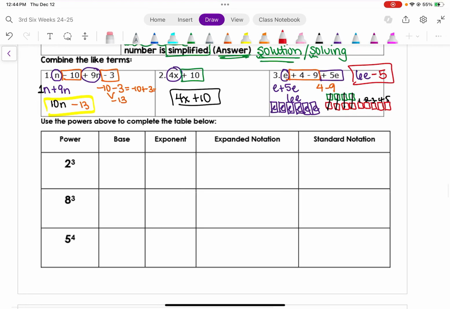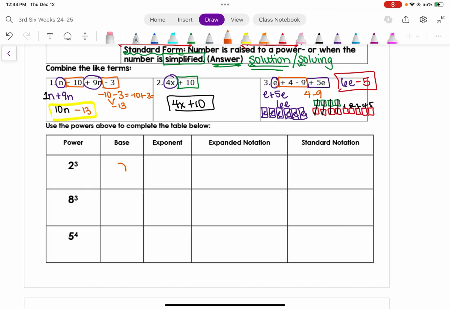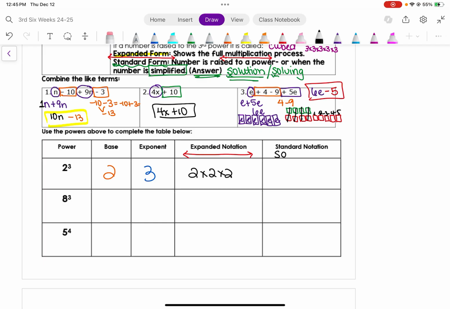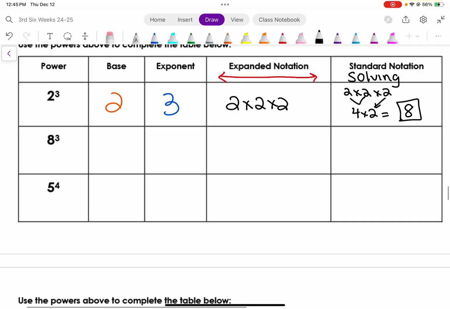All right, so now let's look at our powers, our exponents. So 2 to the third power, my base is 2, my exponent is 3. My expanded form, remember, is stretched out, which means I'm going to take my 2, and I'm going to go 2 times 2 times 2. My standard notation is my solving, okay? So 2 times 2 times 2, which means I'm going to do 2 times 2, which is 4. I'm going to bring down the next 2 and do 4 times 2, which is 8. Remember, you are multiplying by the same value.